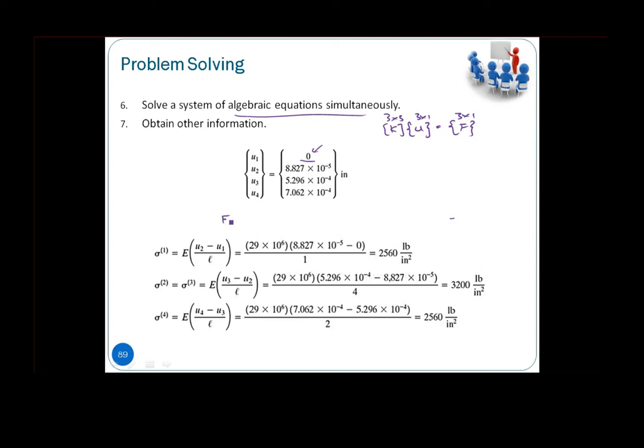Okay, we have E equal to stress over strain. Our stress equals E multiplied with the strain, and the strain is basically our U2 of that particular element itself, U2 minus U1 over the length of the element. Okay, right. So you know that the stress of the first element is 2560, the fourth element also 2560, but the second and third elements are around 3200.